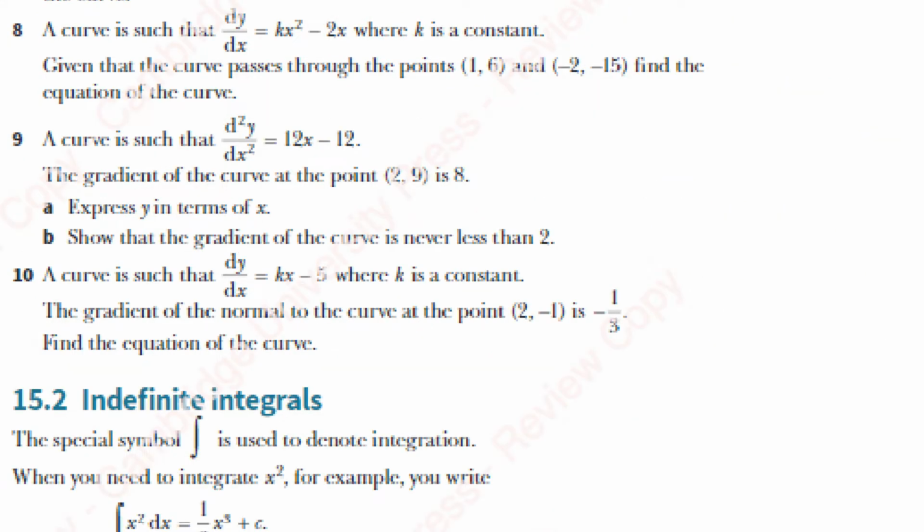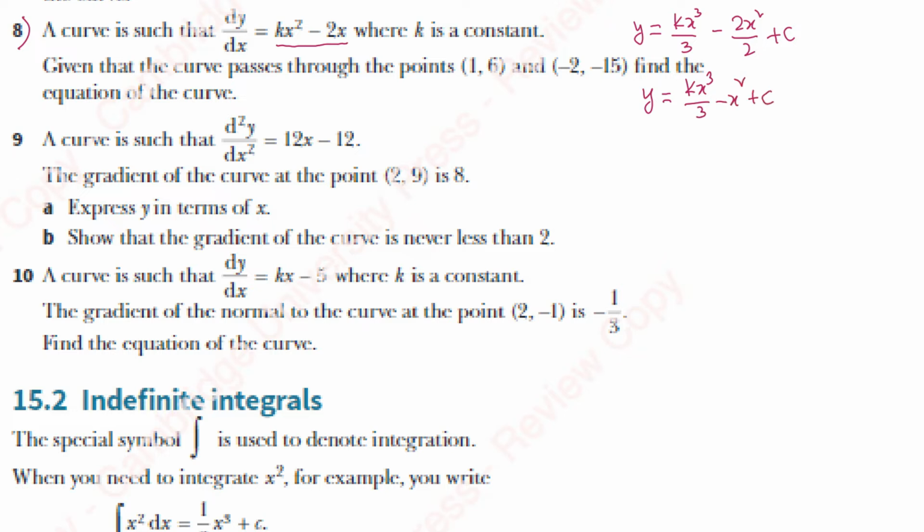Number 8, it is written here dy by dx equals kx squared minus twice x. Like before, we can do it by integration. y equals, applying integration on the right side, it would be kx cubed by 3 minus 2x squared by 2 plus c. So the final expression is y equals kx cubed divided by 3 minus x squared plus c.